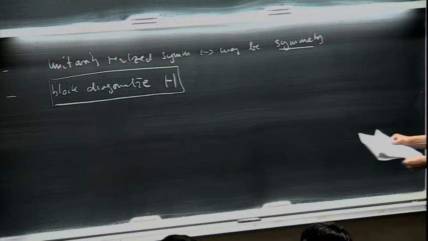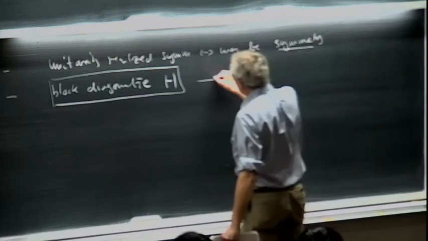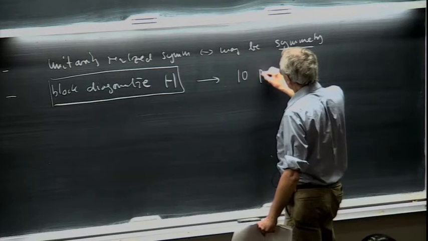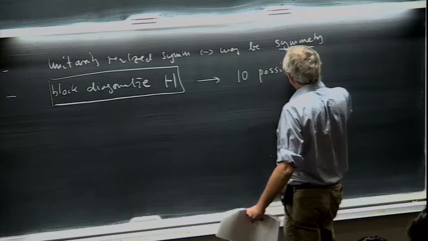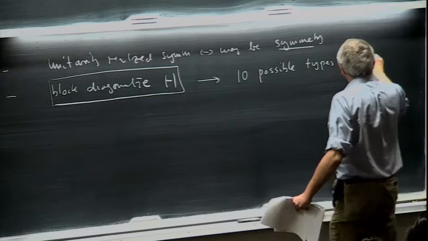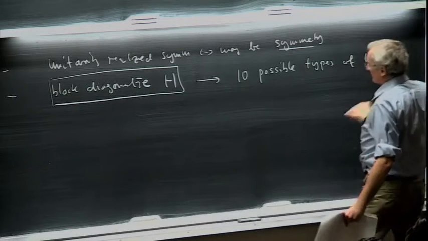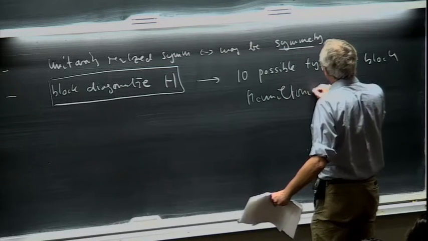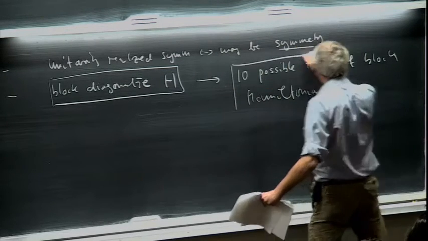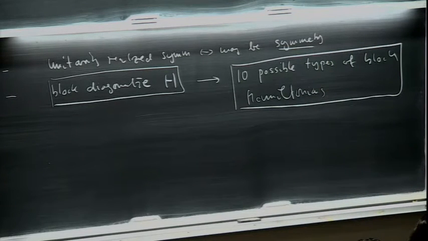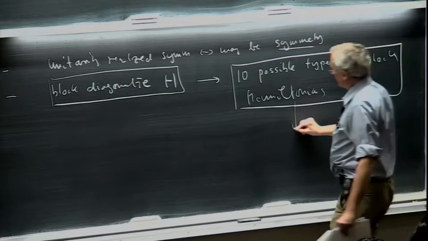And so it turns out, once we think about this, there are only 10 possible types of block Hamiltonians. It may not be very obvious why there are exactly 10, so I'll explain that, and I'll be more specific.